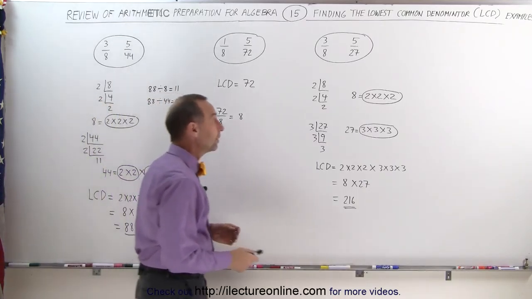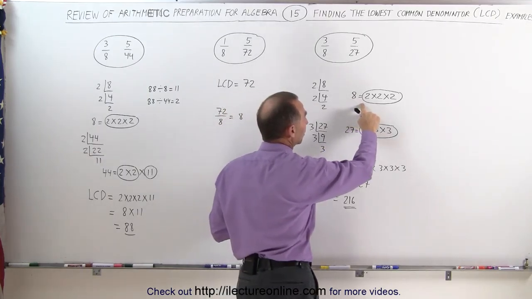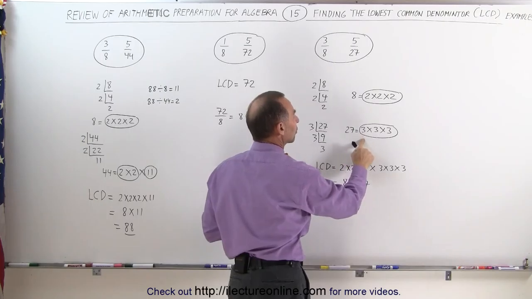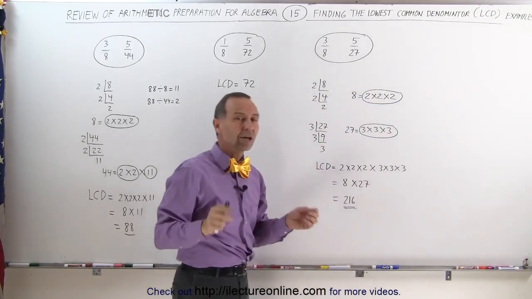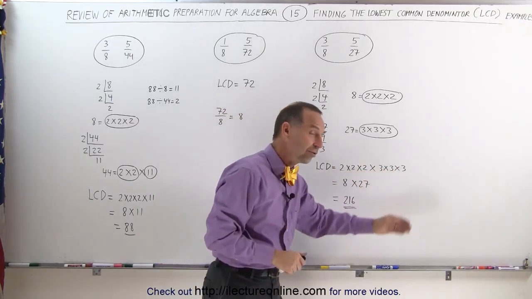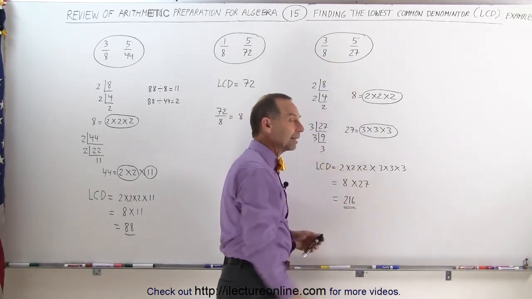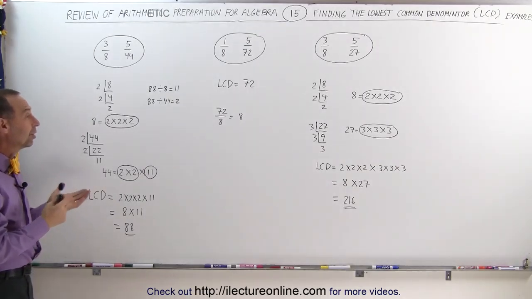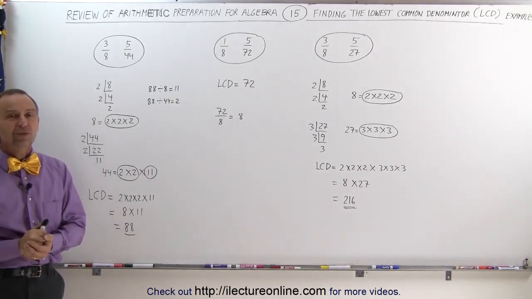Or you simply go through the same process. You realize that 8 can be written as the product of 2 times 2 times 2. 27 can be written as the product of 3 times 3 times 3. Notice there's nothing in common here. None of the factors are common. That means the LCD is the product of all the factors, which in essence means the product of the two denominators. And in that case that will be the lowest common denominator. And so there's really three good examples of the three techniques to find the lowest common denominator.